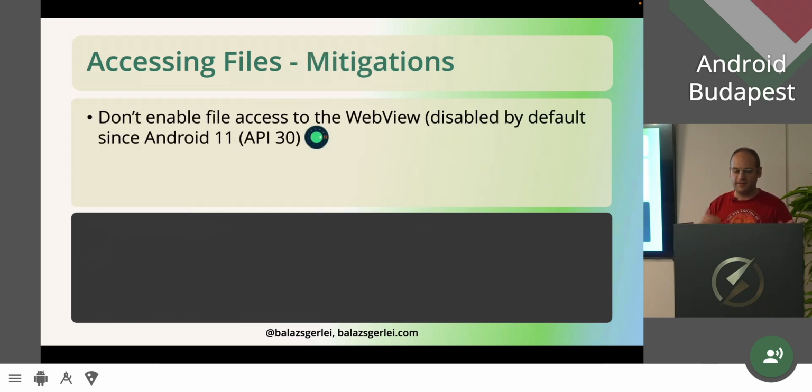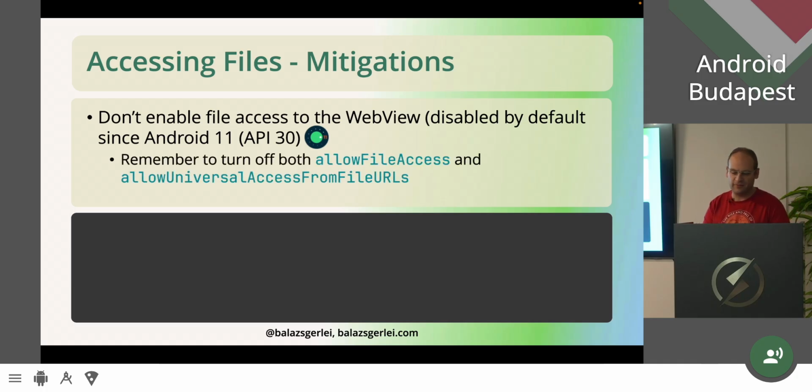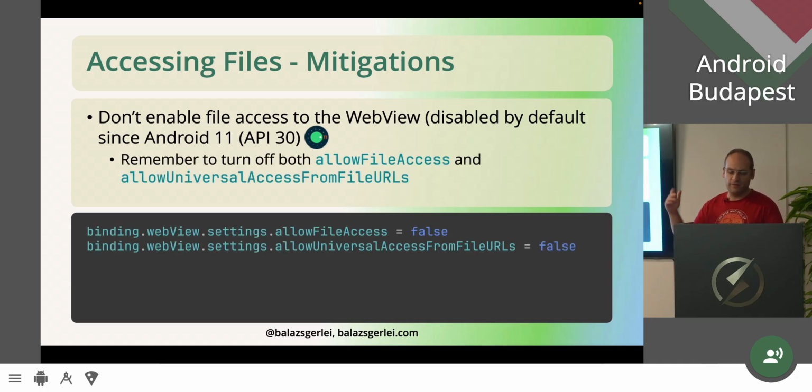Basically, mitigation is pretty easy. You just don't need to enable the file access if you don't want to allow this. But keep in mind that you need to disable both the allow file access and the allow universal access from file URLs, depending on the Android version that you are running. So you need to set these to false.